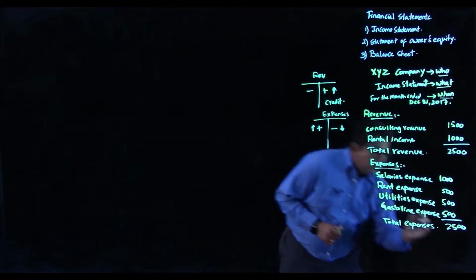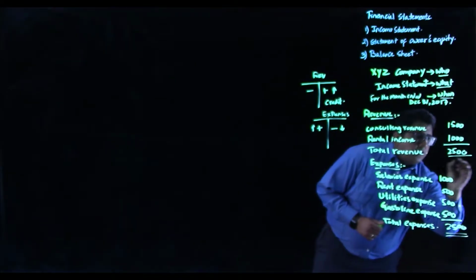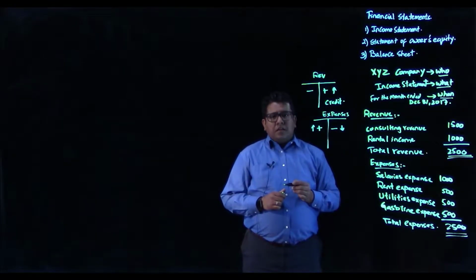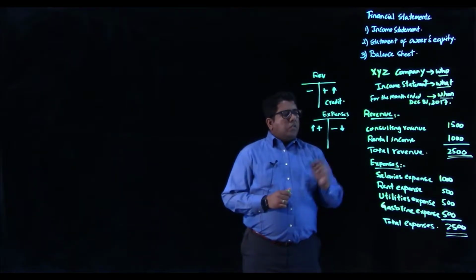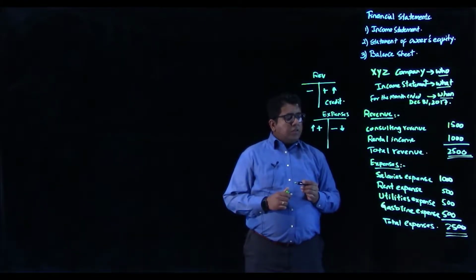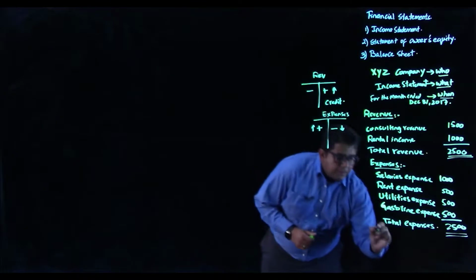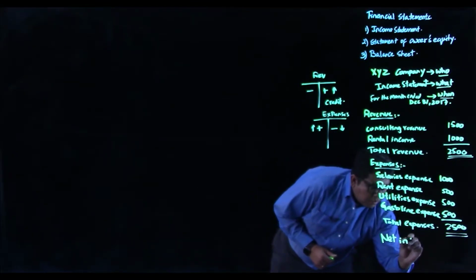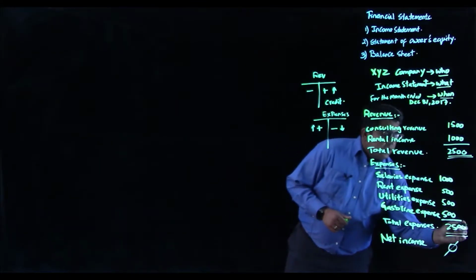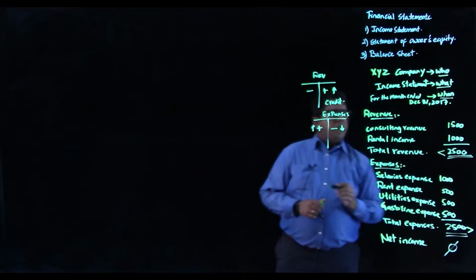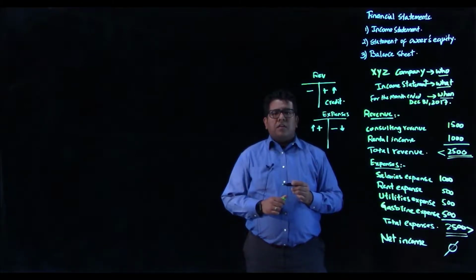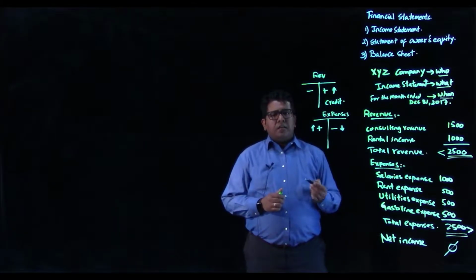You always place a double line to make sure that your revenue equals your expenses. Your total revenue was 2,500. Your total expenses were also $2,500. So what was your net income? Your net income was 0, because your revenue matched your expenses. You balanced out. You neither made money nor lost money.